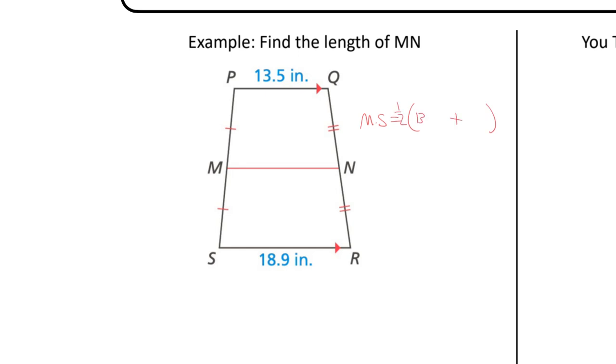So 13.5 added with 18.9 and then divided by 2 or multiplied by 1/2. So 13.5 and 18.9 adds to 32.4, and then 32.4 divided by 2 or times 1/2 gives us that the mid-segment has a length of 16.2 inches.